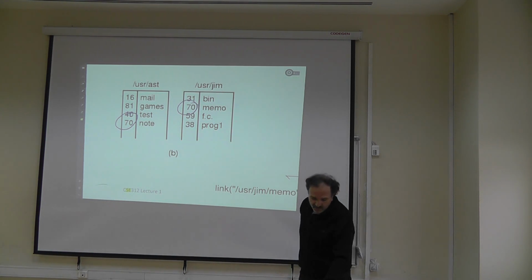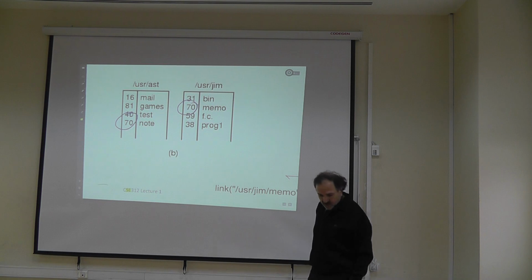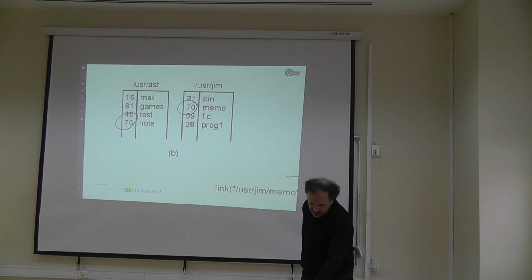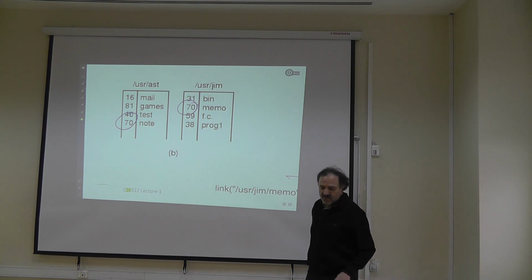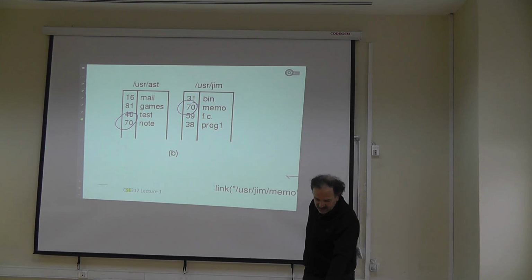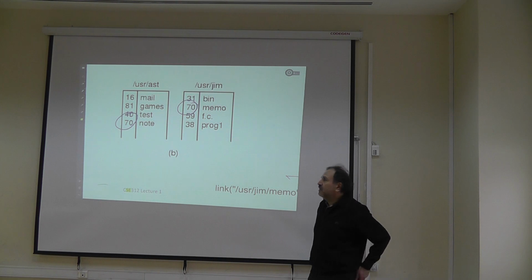If I remove node, memo will stay there. If I remove memo, node will stay there. It will not be removed. If I remove both of them, then this number 70 will disappear because I don't have an I number 70 anymore. Both of them have to be removed.